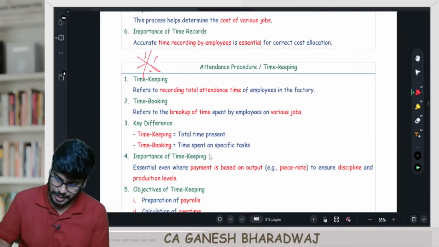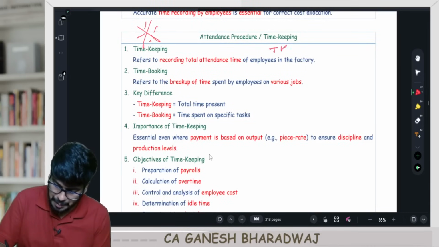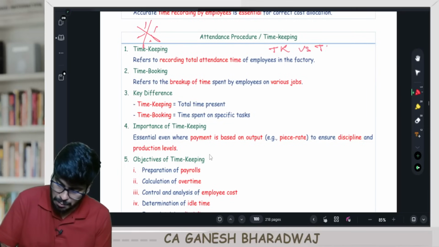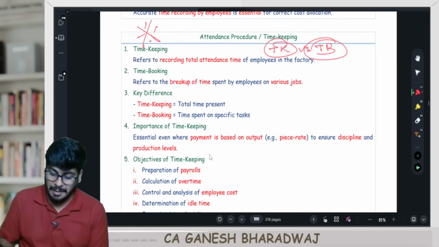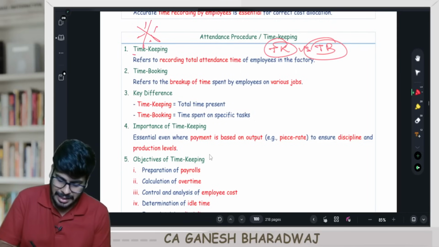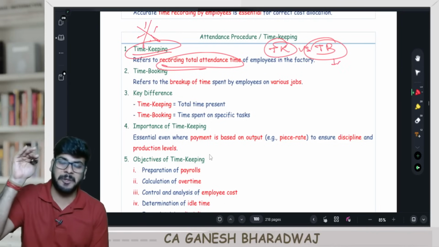Yes, attendance procedure. Now, this is a popular exam question again. Timekeeping versus time booking. What is the difference between the two? Timekeeping versus time booking. Timekeeping means recording the total attendance. Time booking means recording the attendance with respect to every single job.